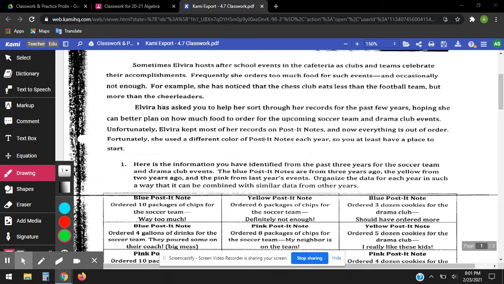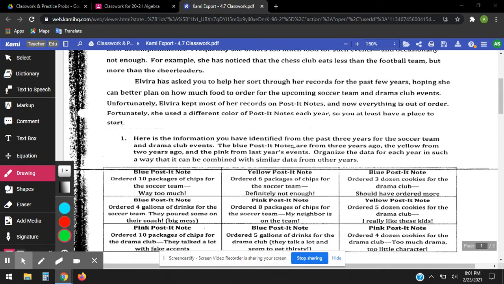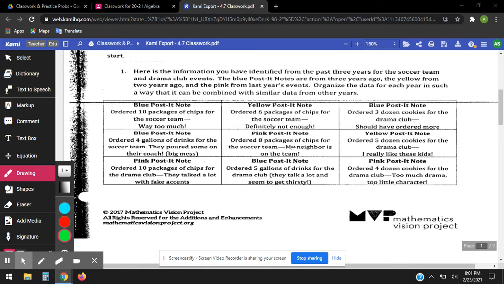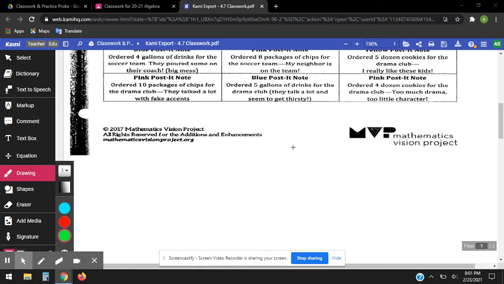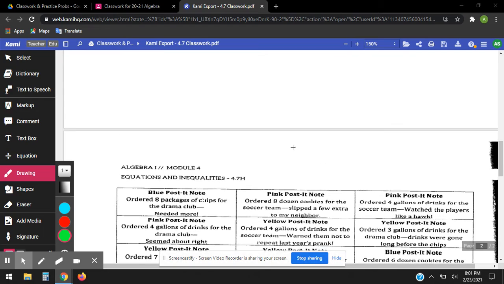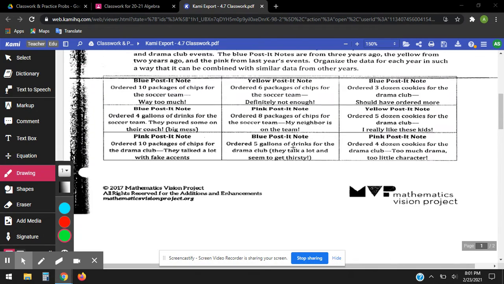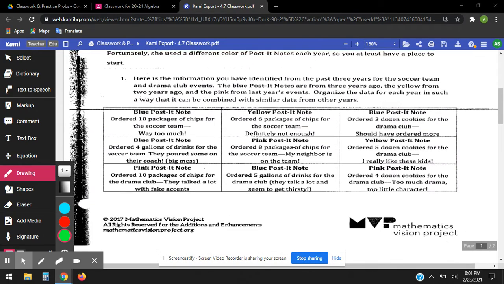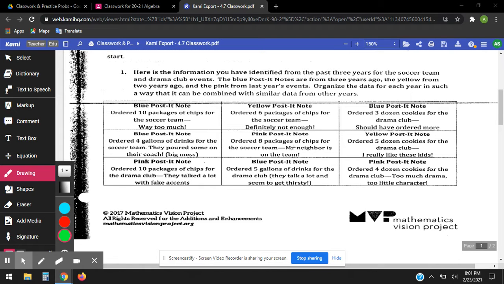Unfortunately, Elvira kept most of her records on post-it notes, and now everything is out of order. Fortunately, she used a different color post-it note for each year, so at least you have a place to start. So we have the information down here and also right there. We've got a few on both pages. Here's the information we've identified from the past 3 years for the soccer and drama club events.